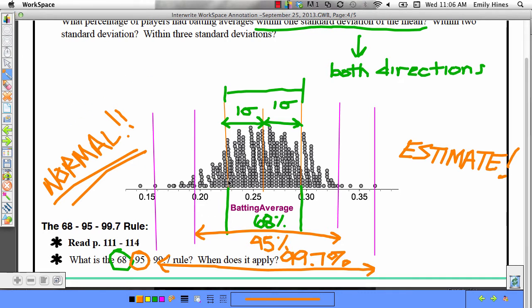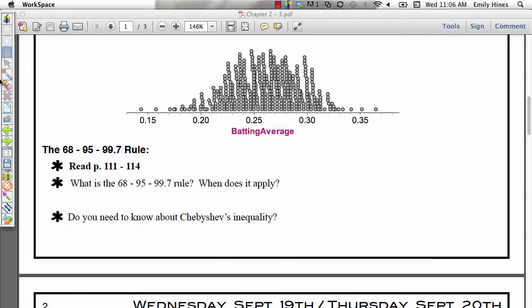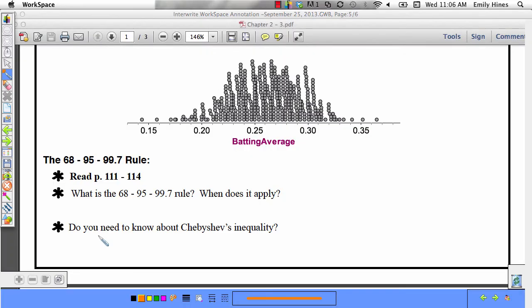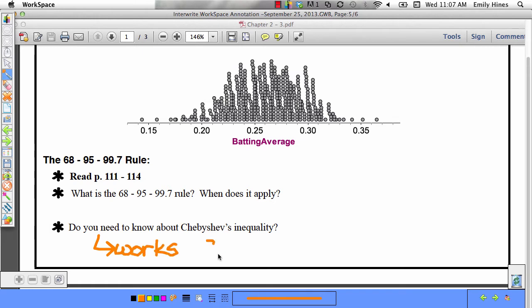So you ask, what about if my distribution is not normal? There is something called Chebyshev's inequality, but you don't need to know anything about it. It is not an AP topic other than the fact that it is what works for non-normal data. So for skewed data or for data that may be symmetrical but not normal. That is all that you need to know. There is a little section about it in your book, though, if you're interested in learning some more. It has the equation. But all you need to know is that it works for non-normal data.